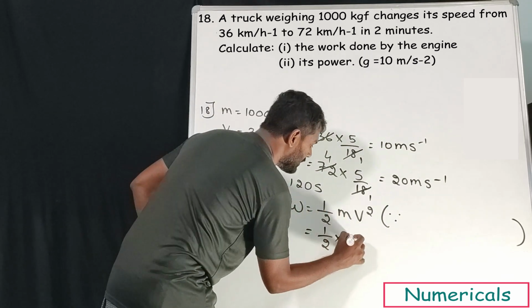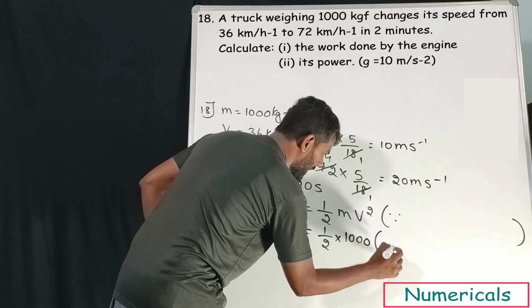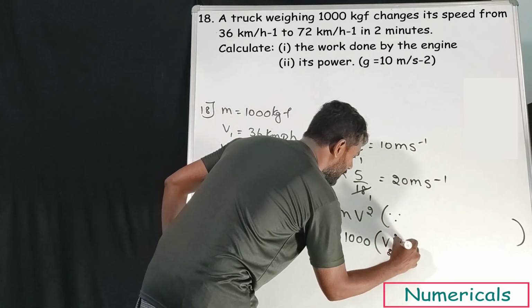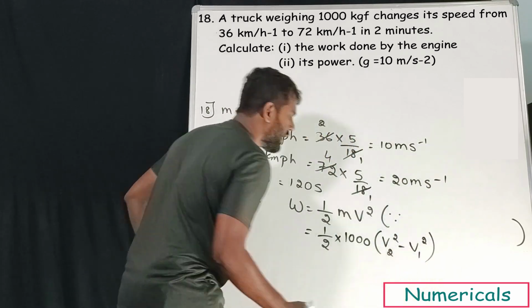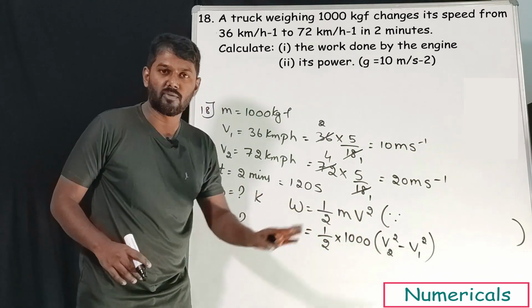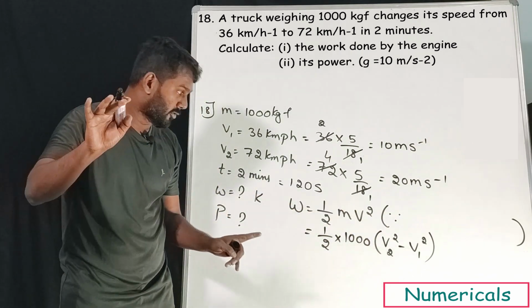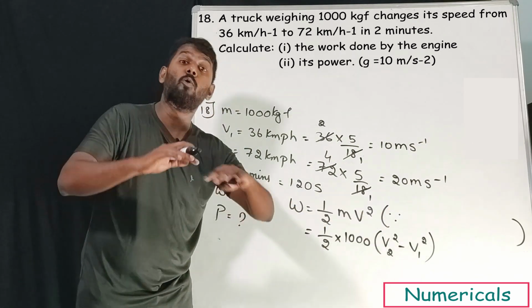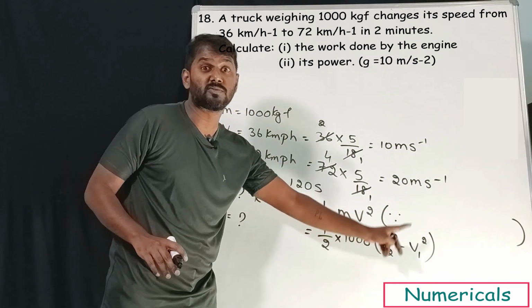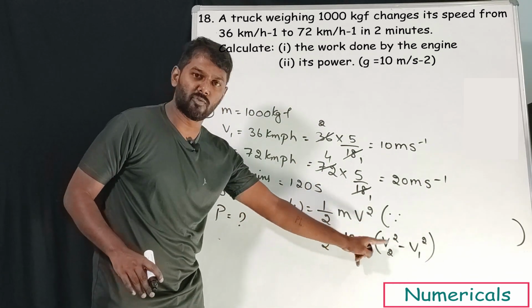Mass is nothing but 1000. Next bracket. So here v2 square minus v1 square. Okay, this is very much important. If you just take v2 minus v1, that is completely wrong. If you take v2 minus v1 whole square, that is also completely wrong. It should be v2 square minus v1 square. You know why we are taking v2 first, right?